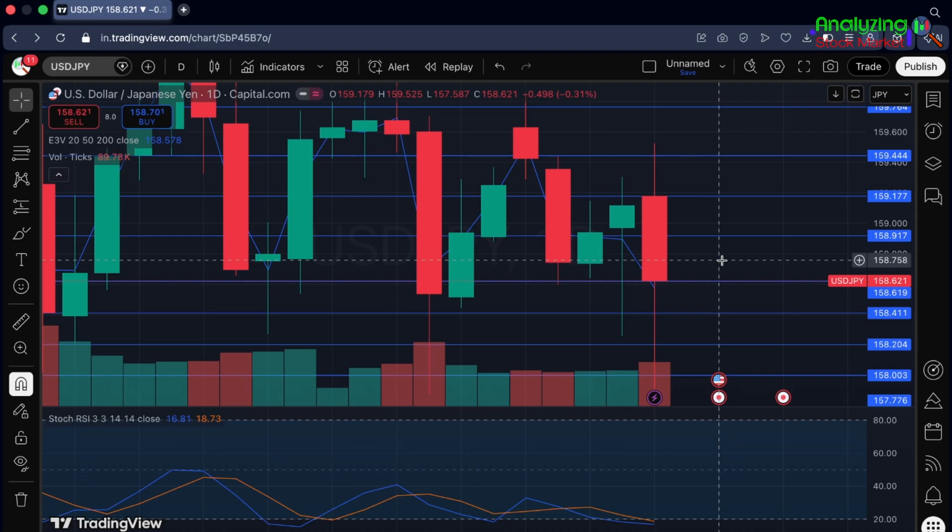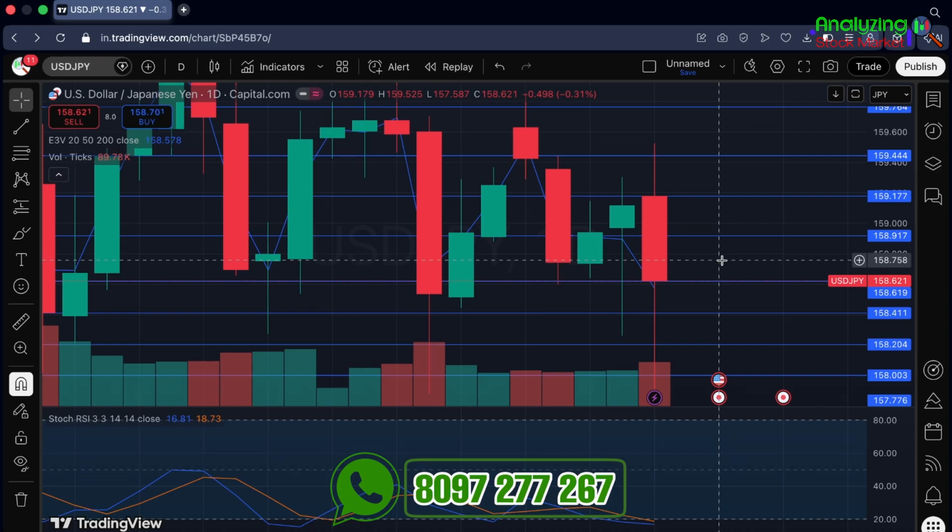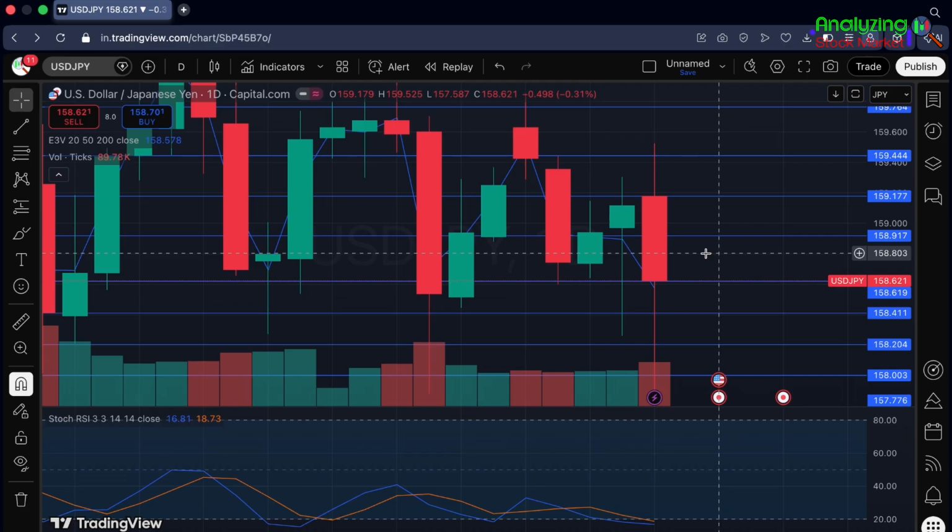Let's now talk about my opinion on the USD JPY pair for this week. According to the previous week's momentum, I'm expecting a positive closing, but in a no trading zone, which is 150.619 to 158.917. Surely this is a positive closing, but in a no trading zone, which is indicating that we will see less momentum for this week.